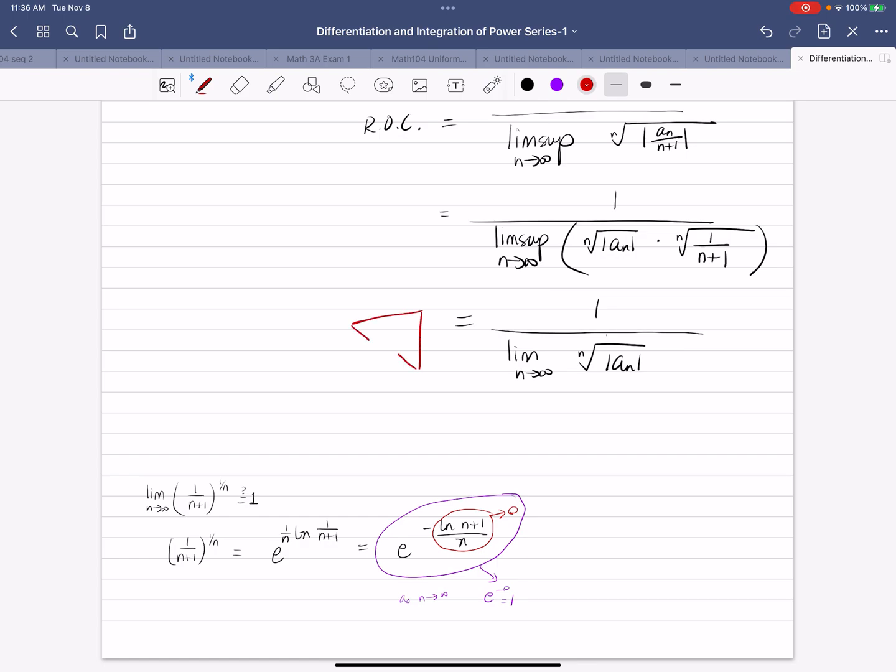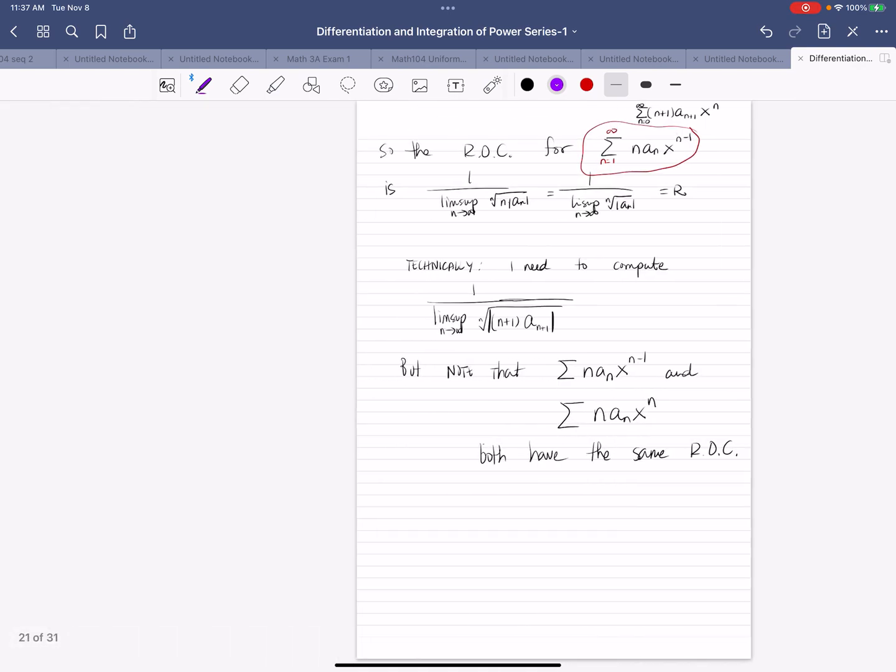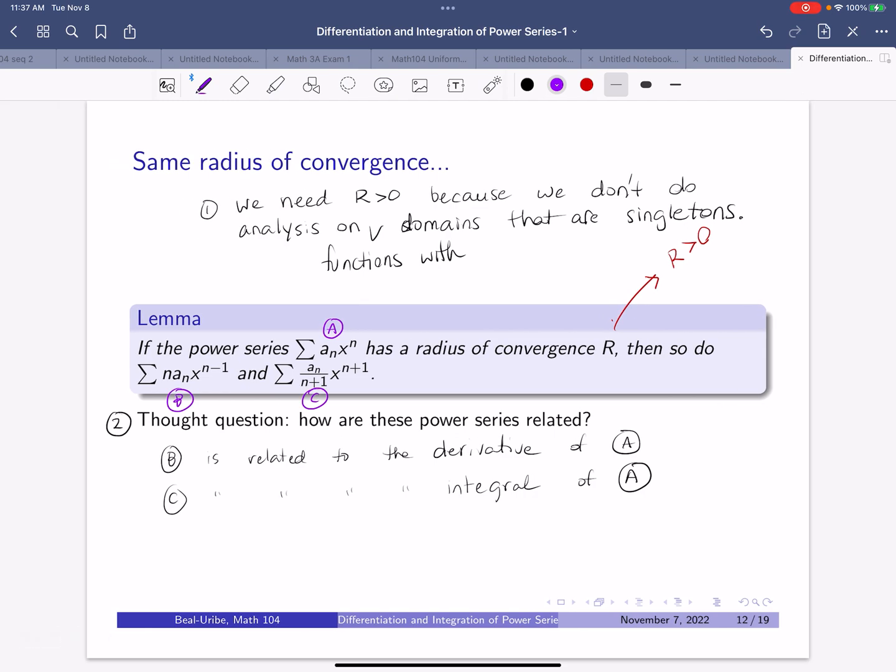So this is the justification. This is the justification that this is equal to that, right? Because that limit is equal to 1. Okay, so we have this lemma under our belt, and the lemma essentially says that this power series and these two power series will have the same radius of convergence whenever r is greater than 0.